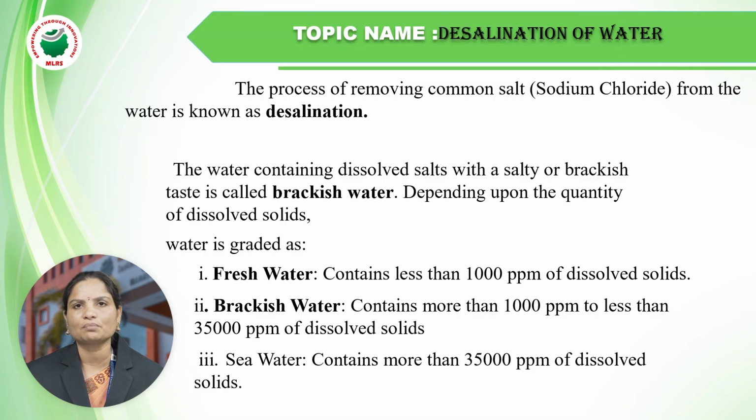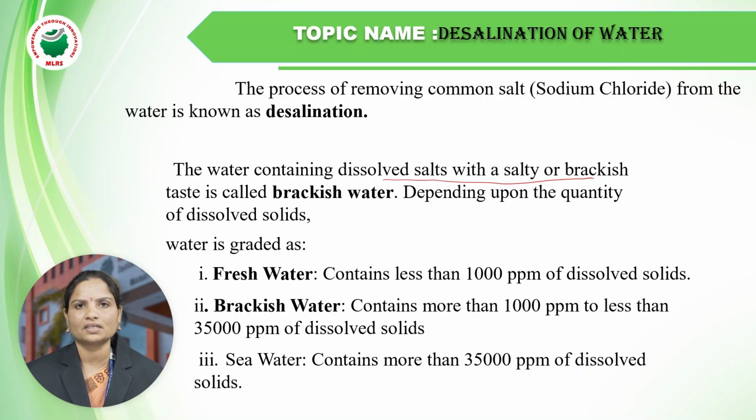Desalination means the removal of salt from water. Removal of salt means removing the NaCl ions, sodium chloride ions, Na+ and Cl- ions, from the water. In desalination, we can remove all of these ions from salt water.